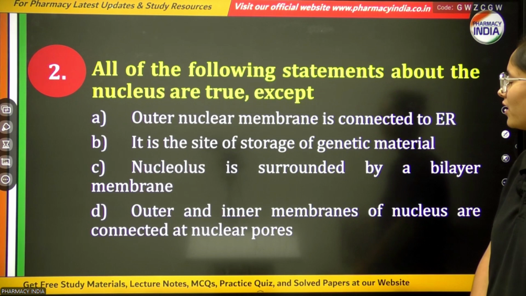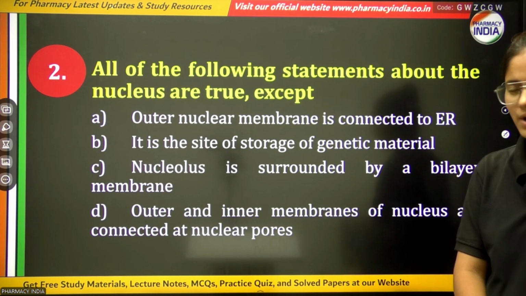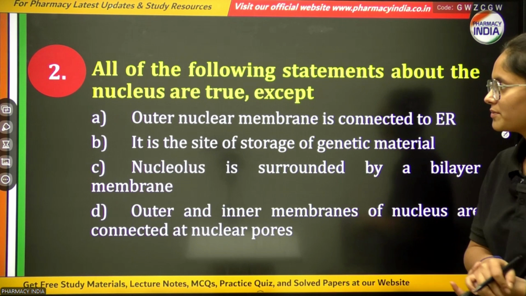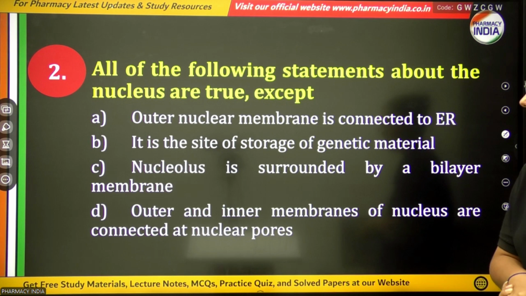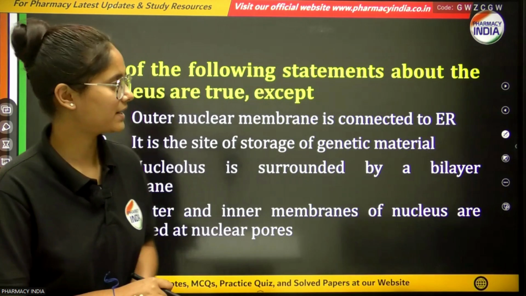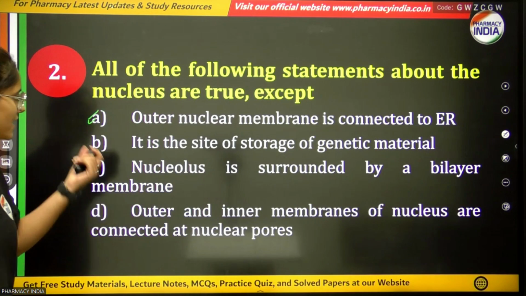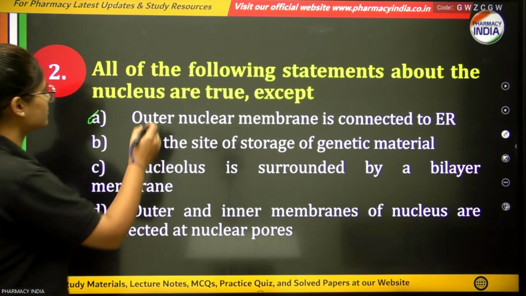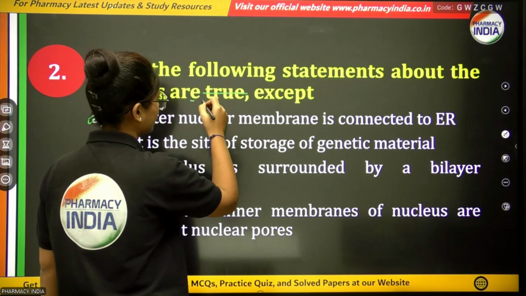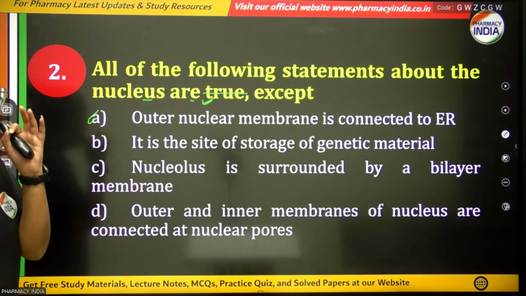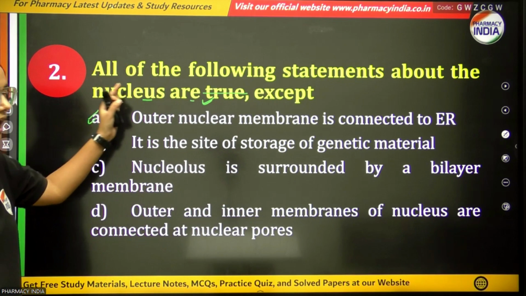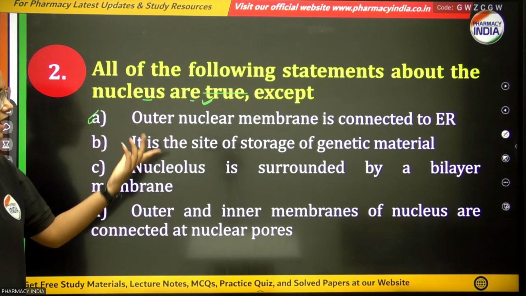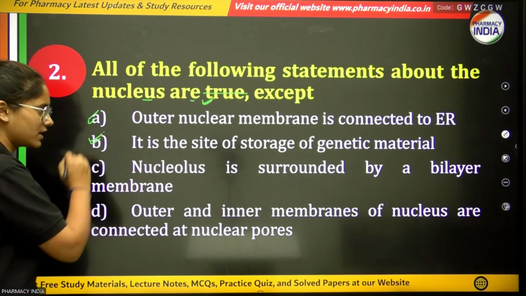Next question, all of the following statements about the nucleus are true except. Now you have to choose the correct option which is absolutely true about nucleus. The first option is outer nuclear membrane is connected to endoplasmic reticulum, that is ER. This is absolutely correct. Next, it is the site of storage of genetic material. I think the question is wrong. The question should be: which of the following is not true regarding nucleus. Okay, you have to tell the option which is not true regarding nucleus. Next is it is the site of storage of genetic material. It is also a correct option.